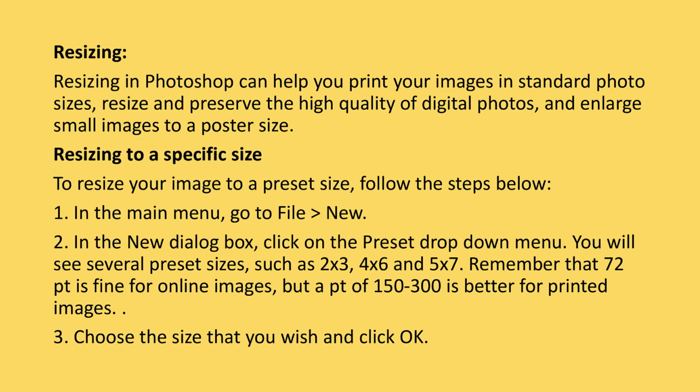In the main menu, go to File, then New. In the New dialog box, click on the Preset drop-down menu. You will see several preset sizes such as 2, 3, 4, 6, 5, 7. Remember that 72 dpi is fine for other images, but 150 to 300 dpi is better for printed images. Choose the size you wish and click OK.